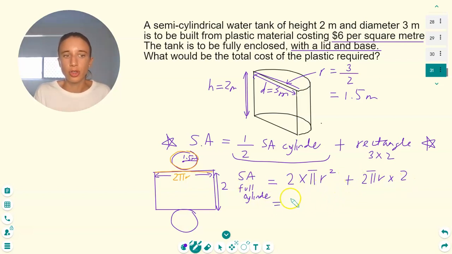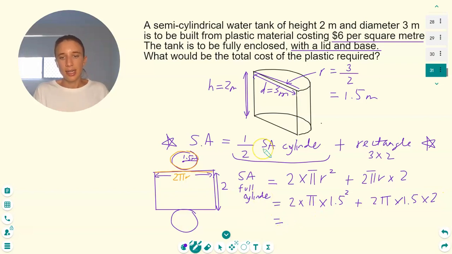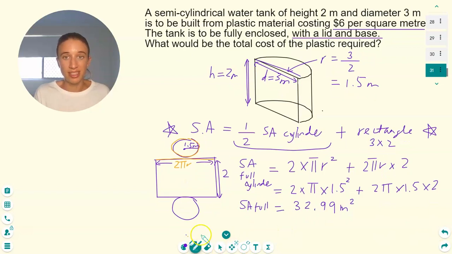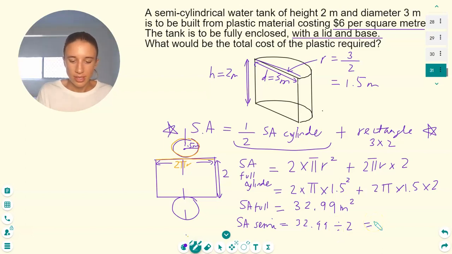Now we can just substitute in. We've got 2 times pi times the radius squared, plus 2 times pi times the radius again, times 2. Let's do it in our calculator. 2 pi times 1.5 squared plus 2 pi times 1.5 times 2 gets me to 32.99, and that's in meters squared because it's surface area. That's the surface area of a full cylinder, but we want a semi-cylinder, so we're cutting it off in the middle. The surface area of the semi is 32.99 divided by 2, which is 16.5.